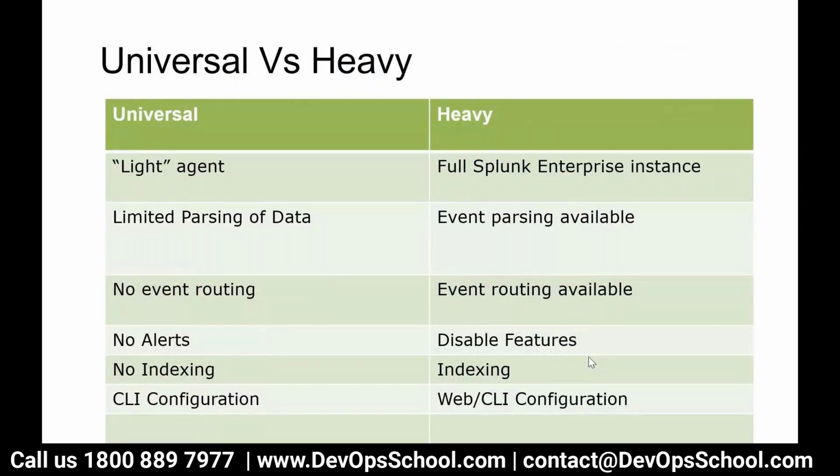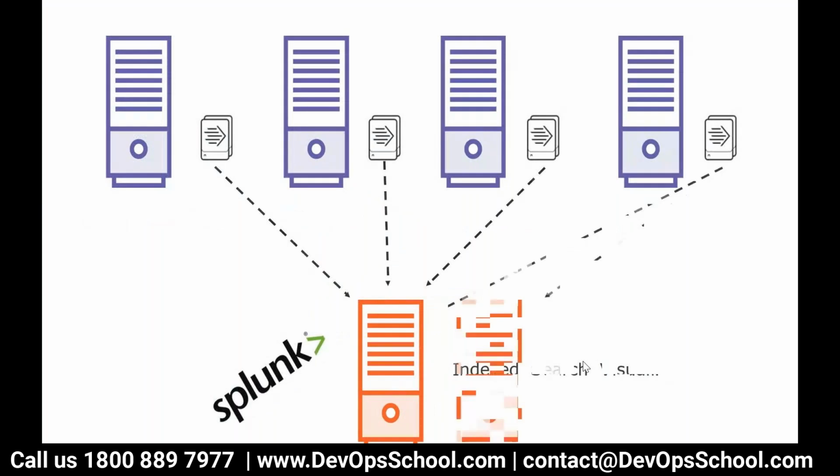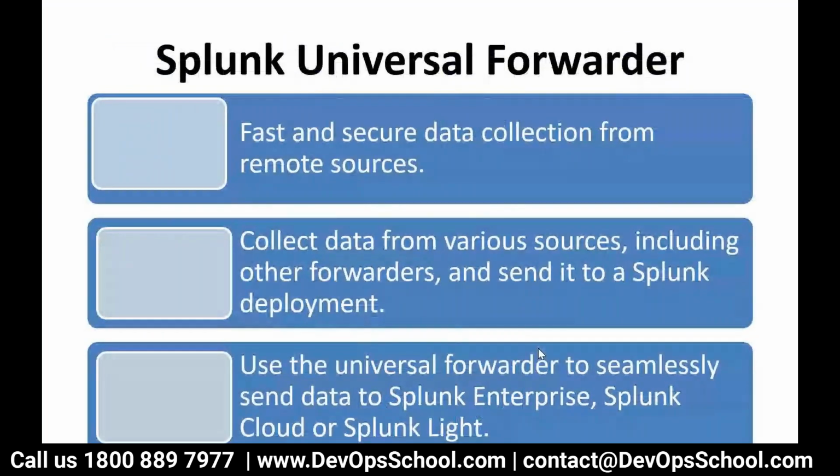So, the universal forwarder difference. Universal forwarder is a light agent. Heavy forwarder is a full Splunk Enterprise instance. Universal forwarder has limited parsing of data. Heavy forwarder has event parsing available. Routing is not possible in universal, but heavy is possible. No alerts, no indexing, only CLI configuration in universal. But in heavy forwarder, alerts are disabled by default but you can enable them. Indexing is there, and then web and CLI configuration both are available. So this is what we discussed about the universal forwarder.